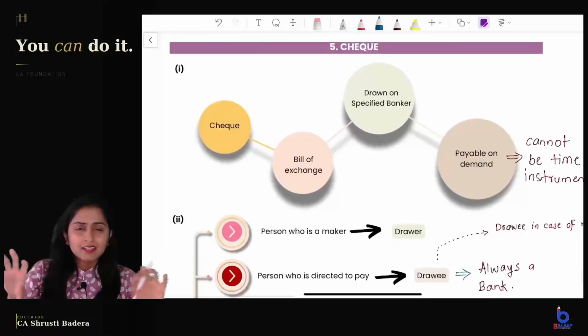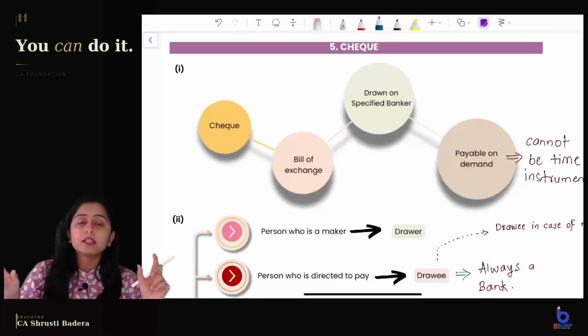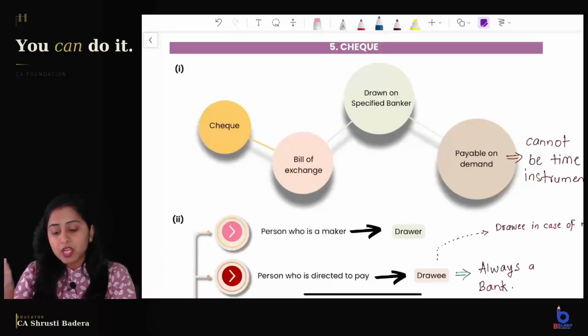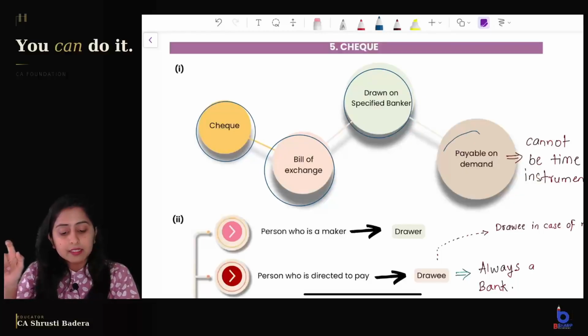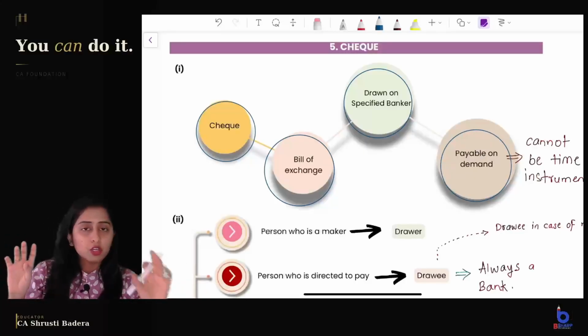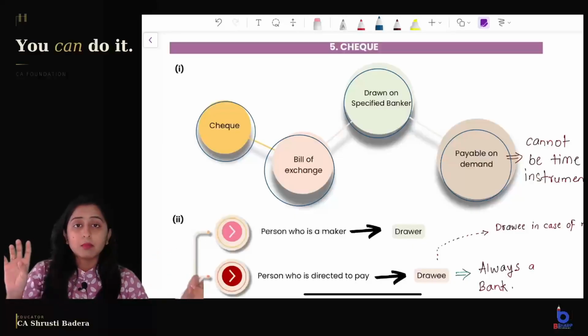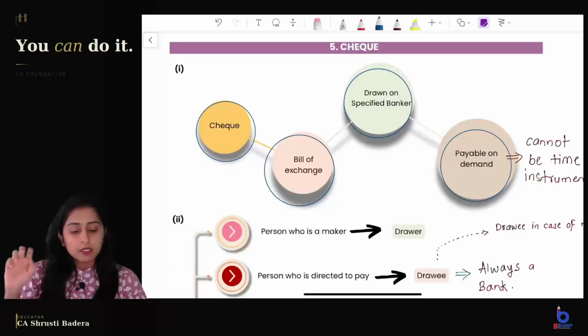Coming to check. Now it will be short and sweet because it is a category of bills of exchange, right? But the difference is it is always drawn on a banker. So the drawer in case of a check can be any person, but the drawee is always a specified banker. So a check is a kind of bill of exchange drawn on a specified banker, and it is always payable on demand. That is the definition of check. Check is a kind of bill of exchange drawn on a specified banker, always payable on demand. So once I issue the check, within its validity of 90 days, anytime the payee can go to the bank and encash it, right? So that is why we are saying it is always payable on demand.